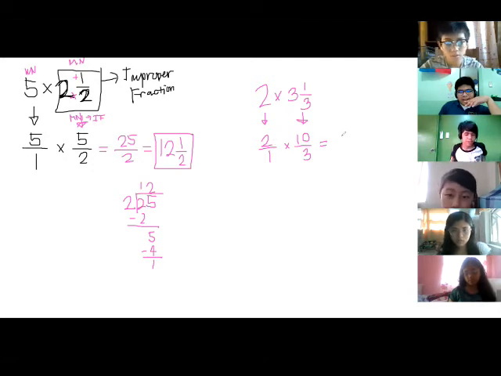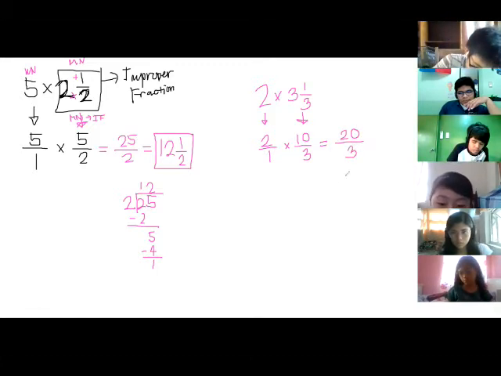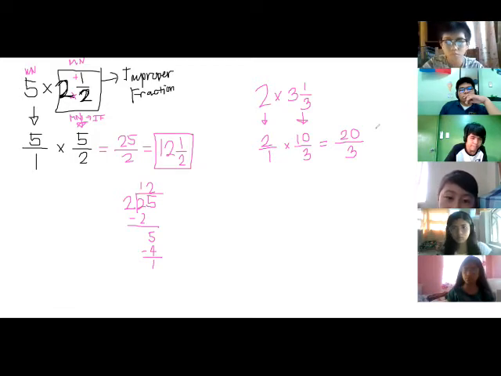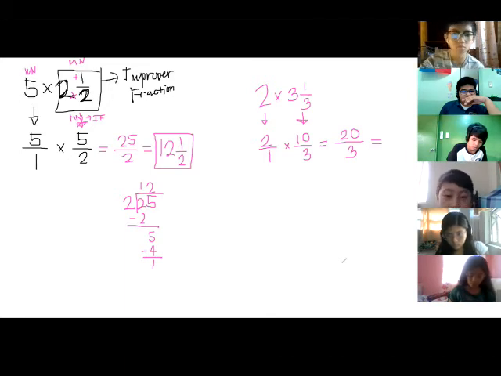Two times 10 ay 20. 1 times 3 ay 3. Okay? Pag-isipan kung may common factors. Wala siyang common factors, so gagawin natin mixed number. And then, para maging mixed number siya, magdi-divide tayo.